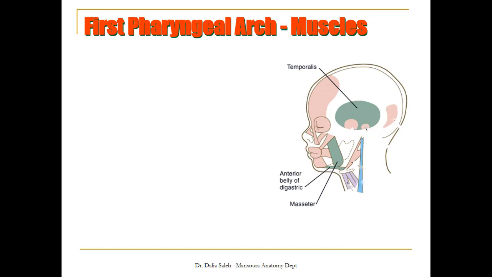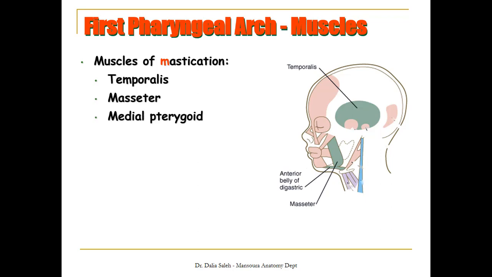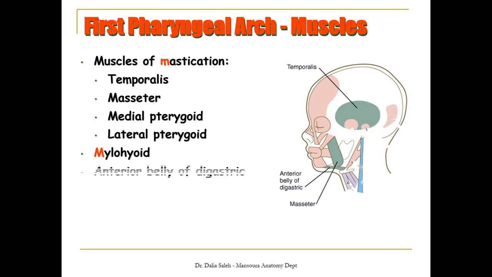The muscular derivatives of the first pharyngeal arch are the muscles of mastication, as you know them, the temporalis, the masseter, the medial and lateral pterygoid muscles. Also, the mylohyoid and anterior belly of digastric, tensor tympani and tensor palati muscles.